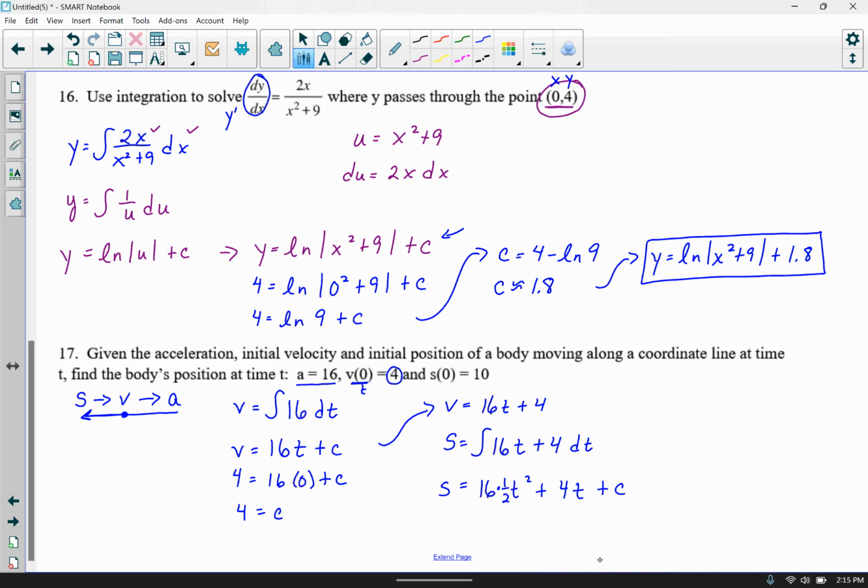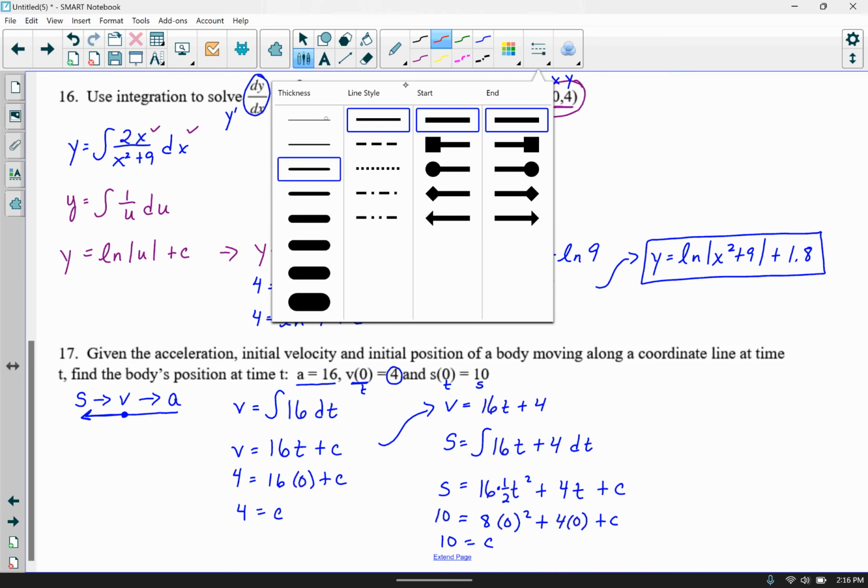All right, and then lastly, I need to figure out what that initial position c is. It tells us that my initial position, s of 0, equals 10. So at time t equals 0, this would be my position. So I'm going to plug 10 in for s, and in place of t, I'm going to plug in 0 squared plus 4 times 0 plus c. Of course, all of those are going to 0, so c equals 10.